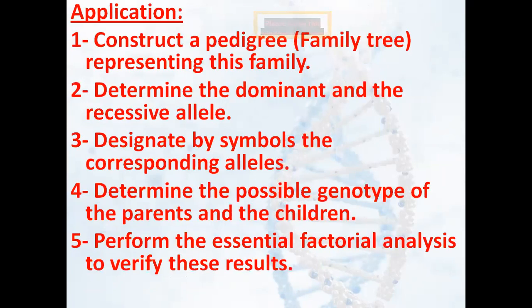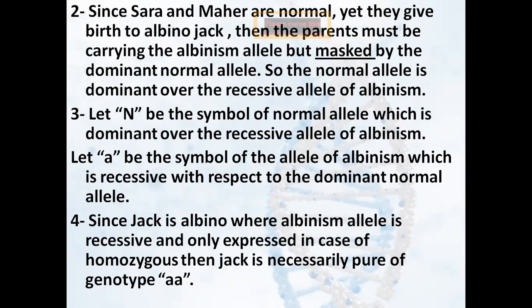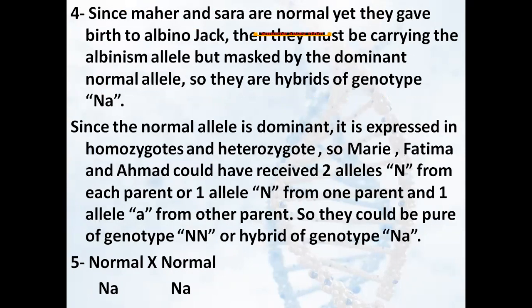Part 4, they ask for what? They ask for the genotype of the parents and their children. So here, Jack is an albino. The albinism allele is recessive and it's only expressed in the case of homozygous, so his genotype should necessarily be aa.